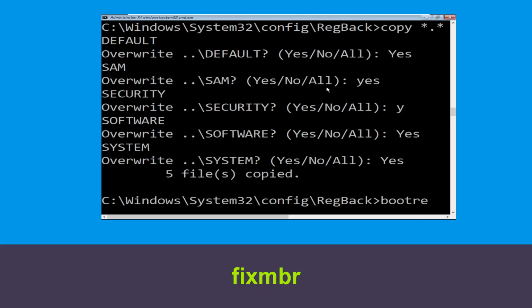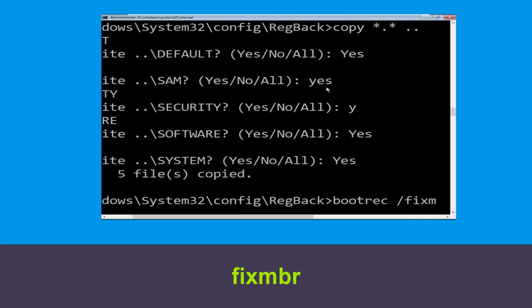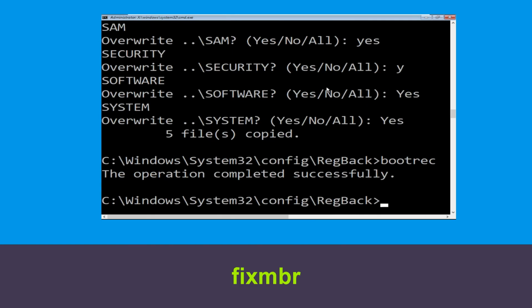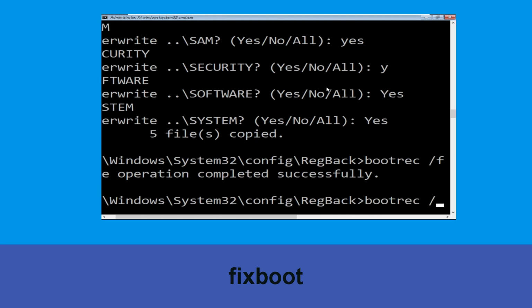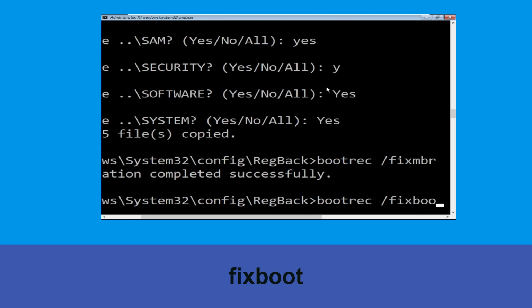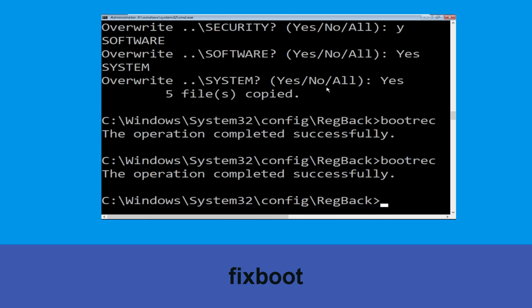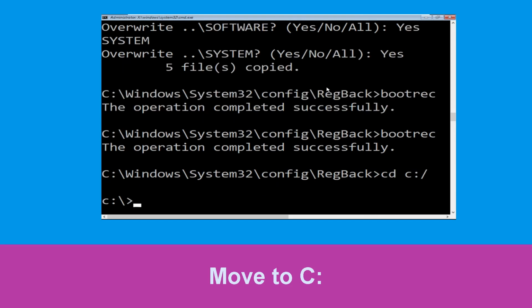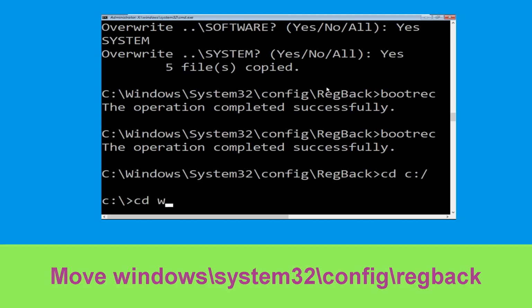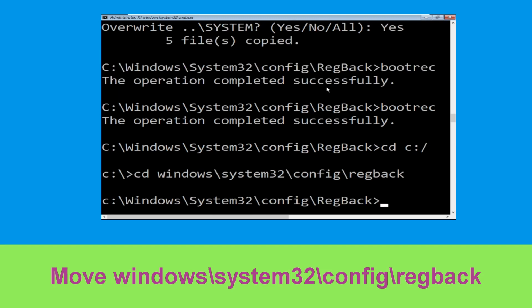Now type bootrec space /fixmbr and hit enter to execute the command. Now type bootrec space /fixboot and hit enter to execute. Type cd space c:/ and hit enter. Now execute this command. Type cd space Windows /system32 /config /regback, then simply hit enter to execute this command.